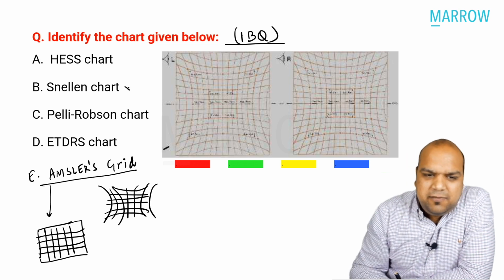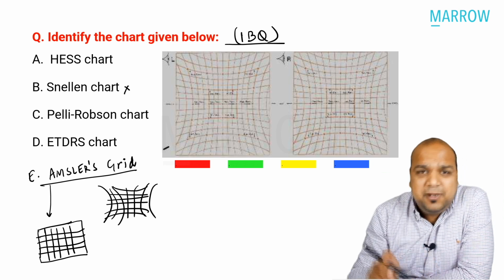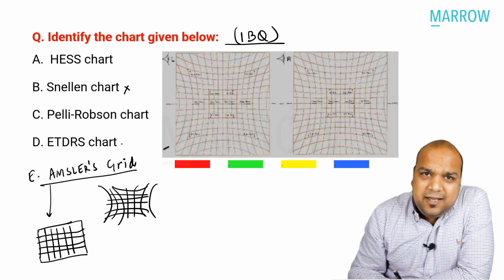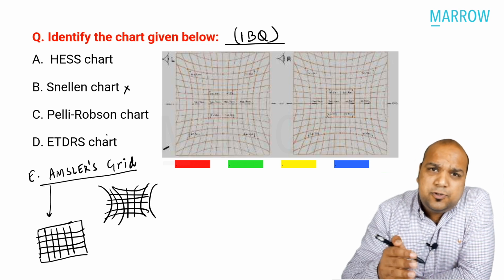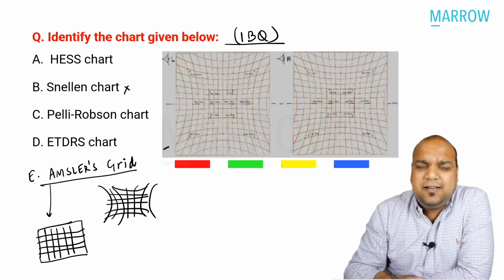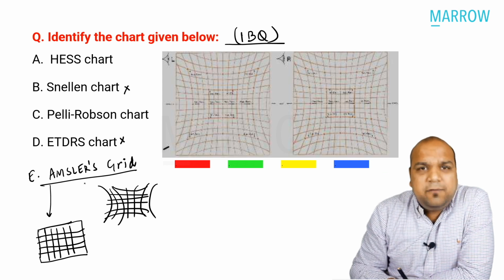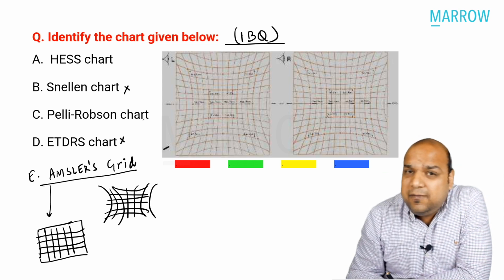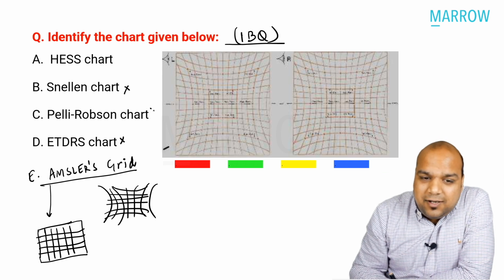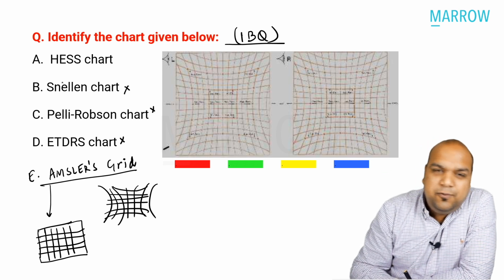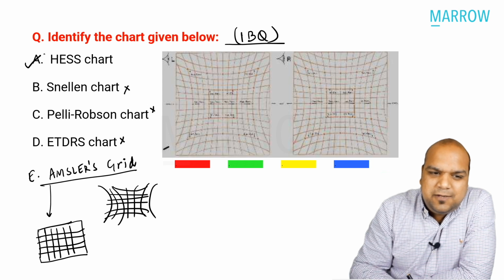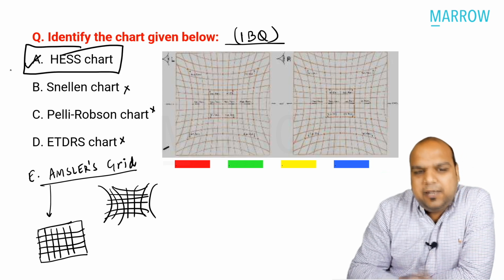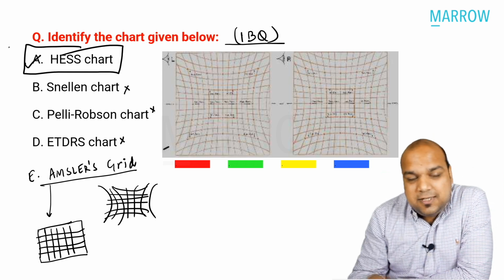But otherwise, Snellen's chart everybody has seen, so I don't think anybody would have marked Snellen's chart. ETDRS chart, if you have ever read optics, you know it is also a chart for far vision, which looks like Snellen's chart in some regards. That could not have been. Pelli-Robson chart is a chart with letters for contrast sensitivity testing, everybody. So if you had read optics, you would know this, and that is why you could easily rule out and mark it as a Hess chart. If you don't, then see it here.